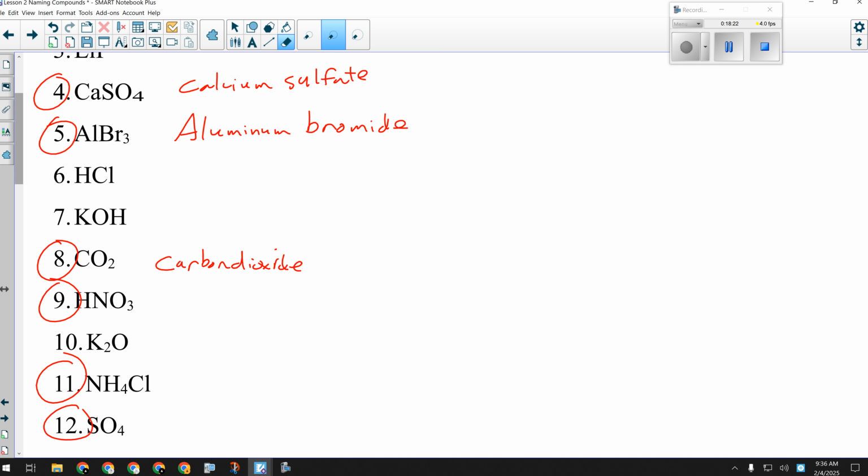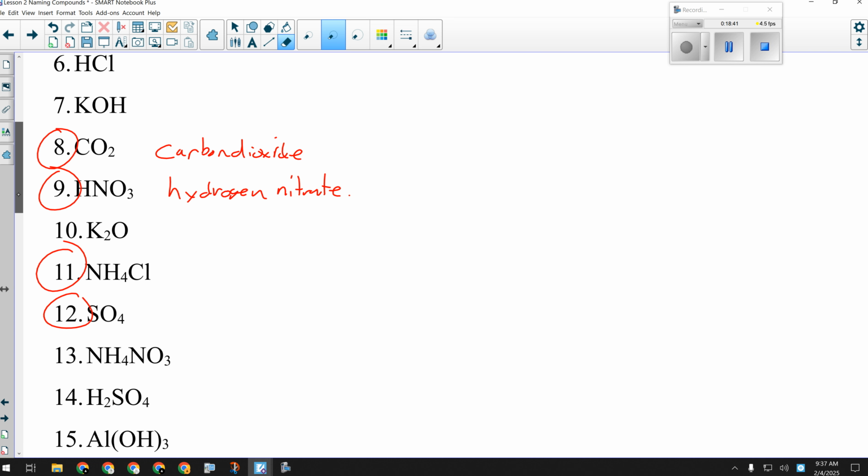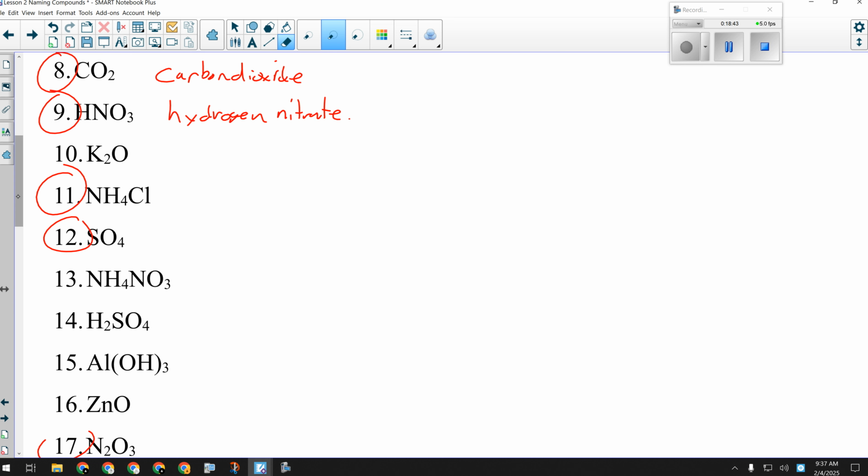Okay, and number 9, ionic or molecular? Ionic. Hydrogen's listed first. It behaves as a metal. This is hydrogen nitrate. And then number 11, we've got ammonium listed first again, so that's an ionic compound. Ammonium chloride.